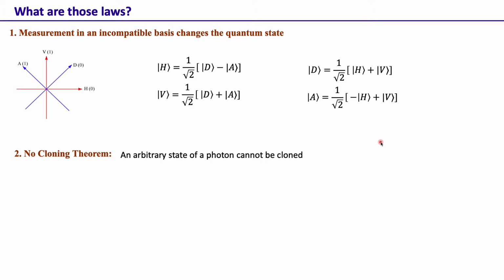The second law is what's called the no-cloning theorem. This is a very powerful theorem. It says that an arbitrary state of a photon, or an arbitrary quantum state, cannot be cloned.